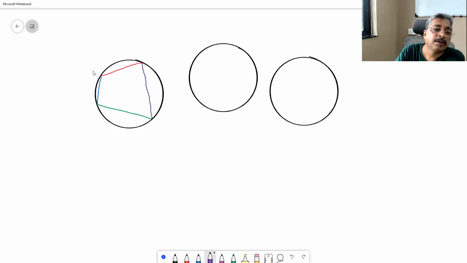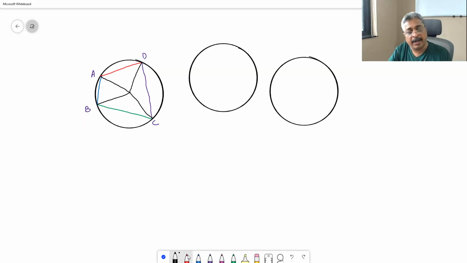Okay. Now let me call this A, B, C, and D. I join the center. Let me use the black color for all center joining lines, that is radii. And I ended up getting one red triangle, one blue triangle, one green triangle, and one violet triangle, right?